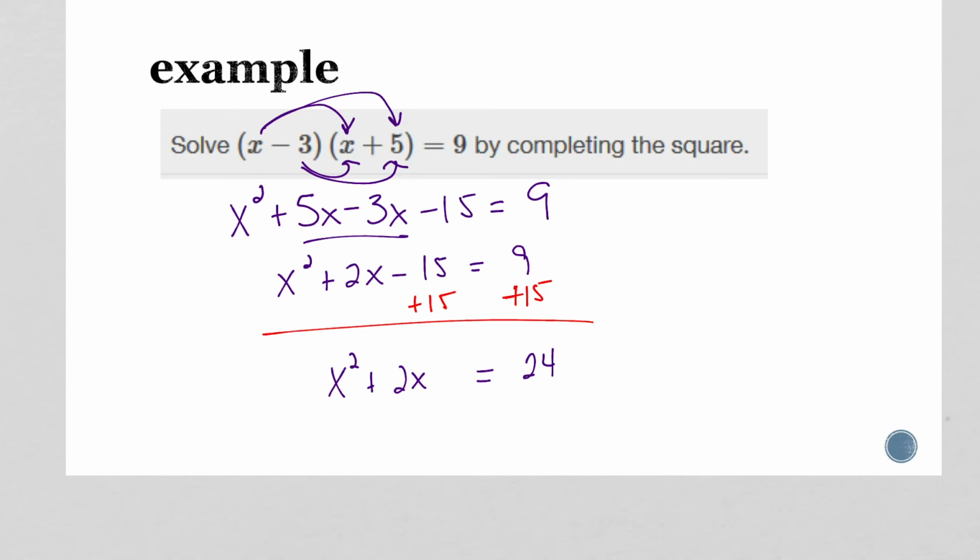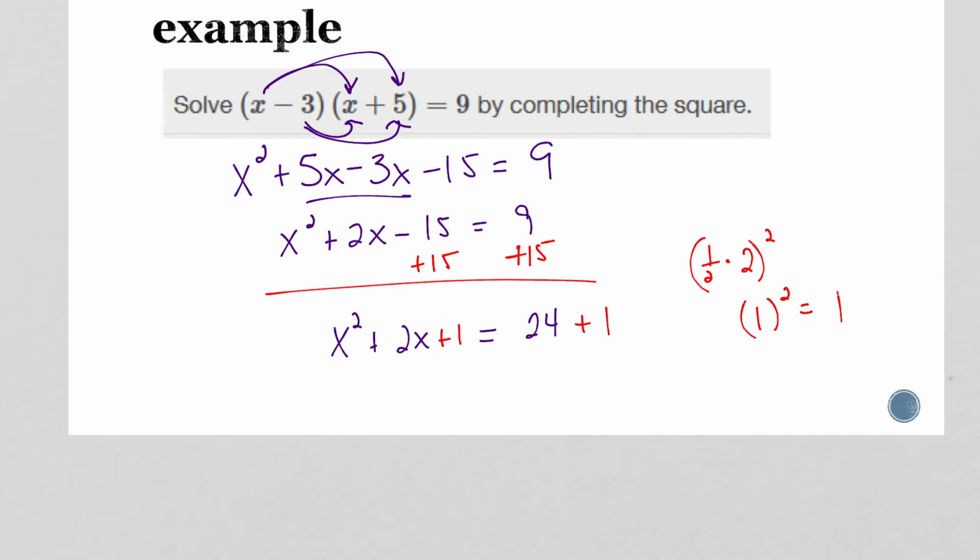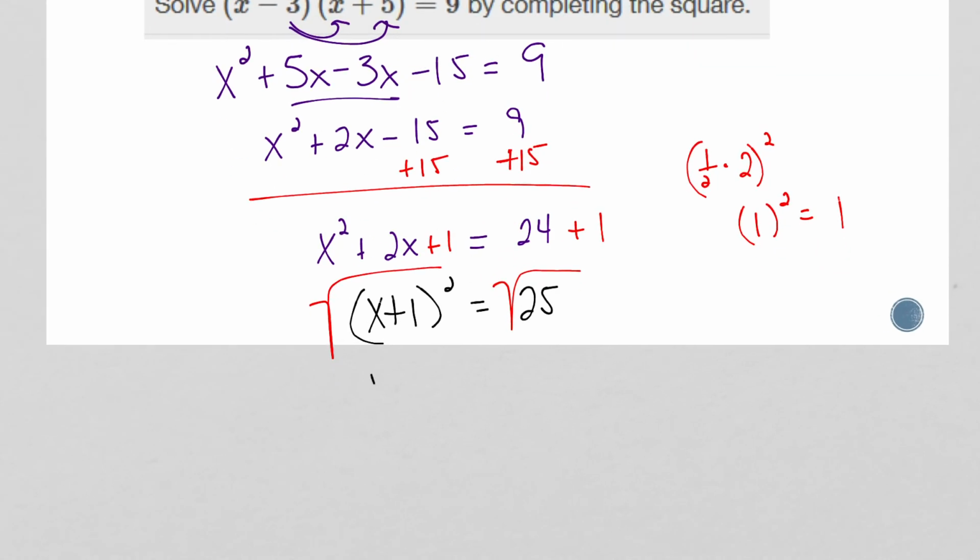All right, so now off to the side, I'm going to write 2. I'm going to take half of that, and then I'm going to square that number. Half of 2 is 1. 1 squared is 1. So I would add 1 to both sides. All right? So now the left side factors to (x plus 1) squared, and the right side is 25. So I can take the square root of both sides, and I am left with x plus 1 on the left and plus or minus 5 on the right.